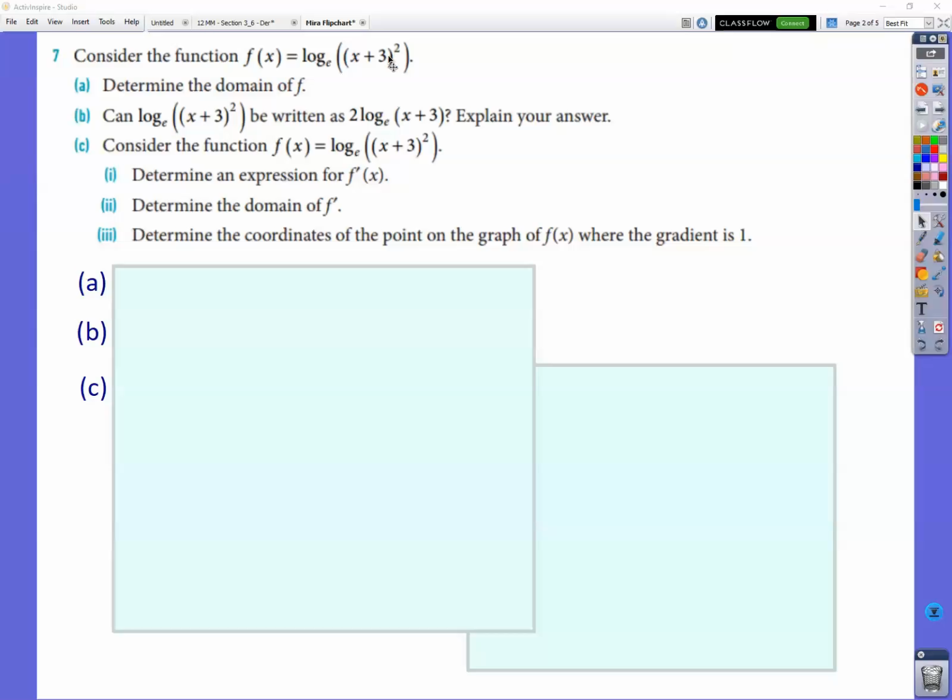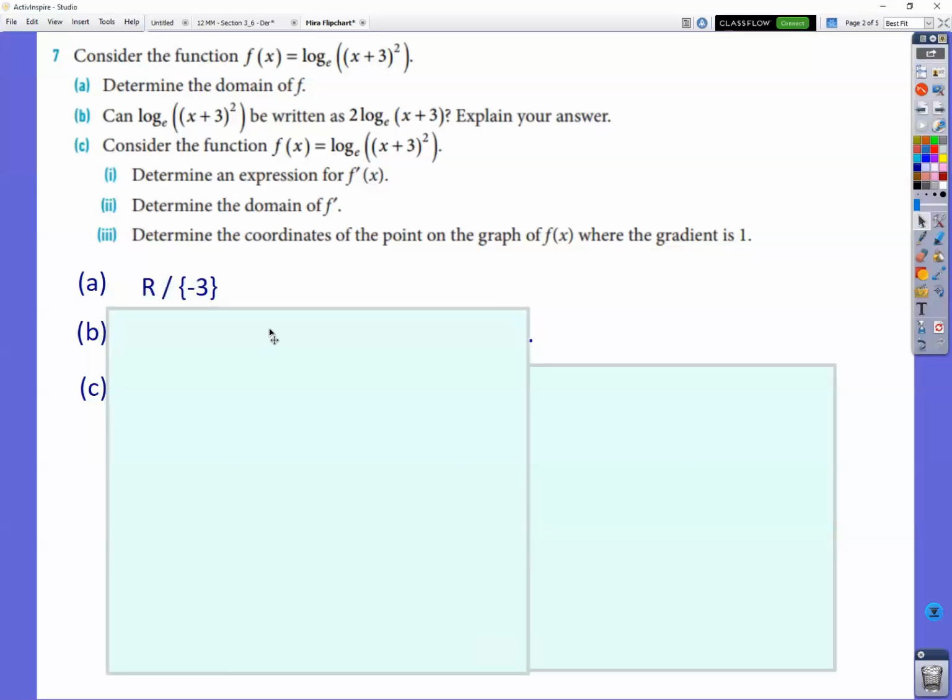So in other words, negative 6 is in the domain because negative 6 plus 3 is negative 3, but negative 3 squared is 9. So that's just the log of 9, which is fine. So negative numbers are okay, positive numbers are okay. In fact, there's only one negative number that's not okay, and that is negative 3. Because if x is negative 3, what's negative 3 plus 3? 0, and 0 squared is 0, and you can't have the log of 0.